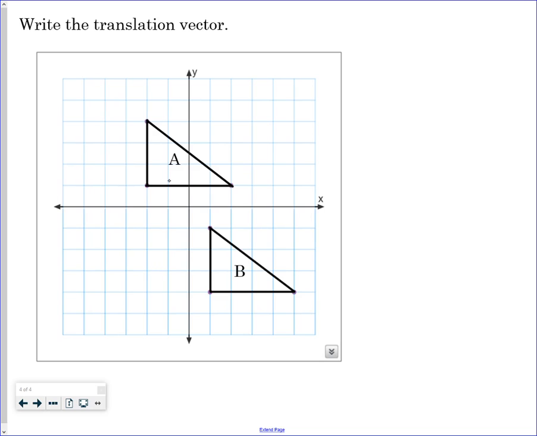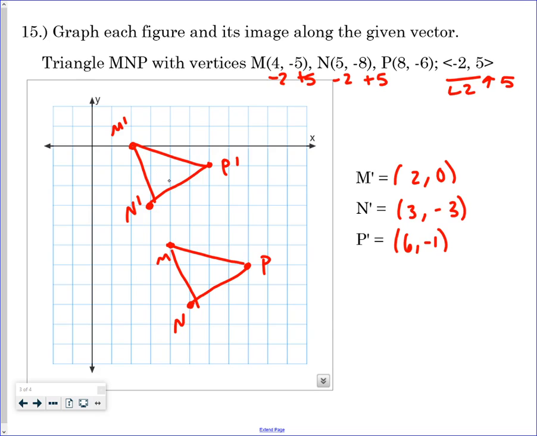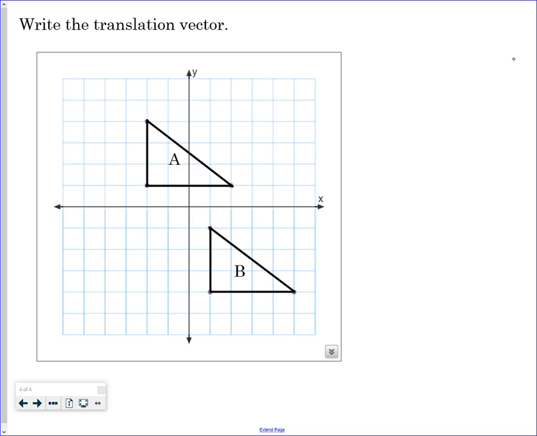Last one. Write the translation vector. So what they want from me is this thing. They want me to tell them how it moved. Okay? So I'm going to do both. I'm going to do from A to B because that's going to be one answer. And I'm going to go from B to A because that's going to be another one. Do you guys see what I'm saying? Let's do from A to B first, okay?